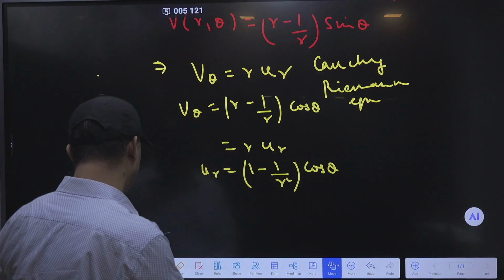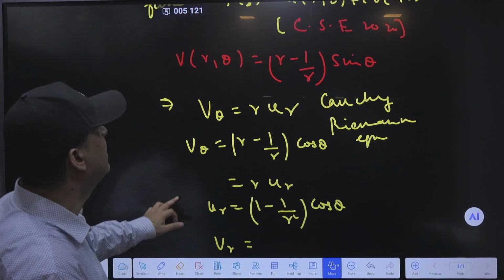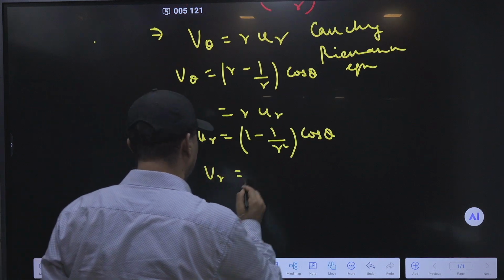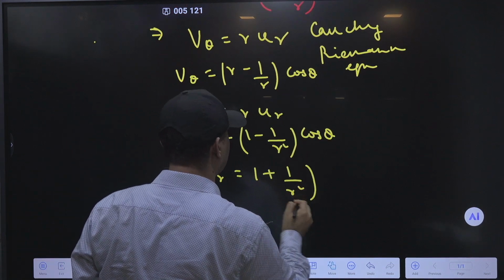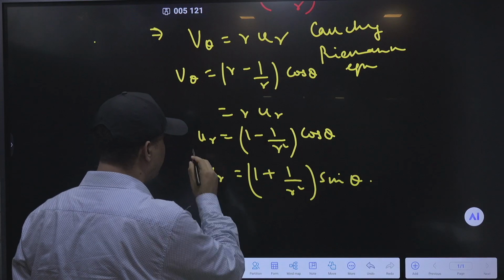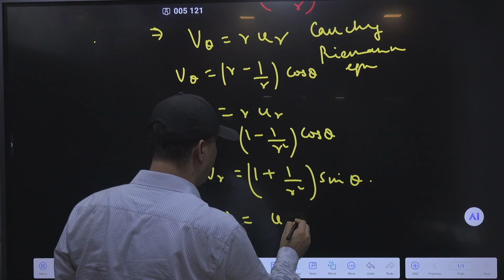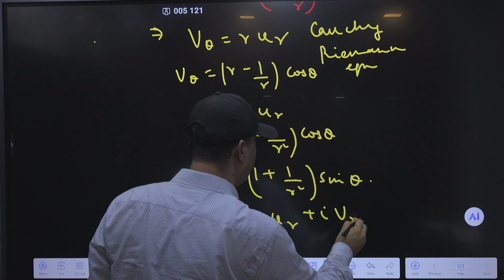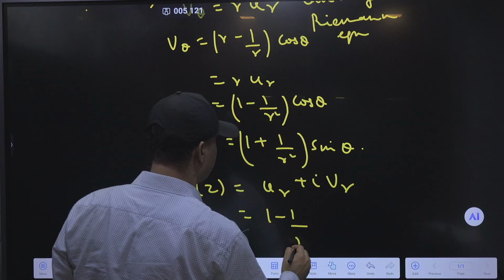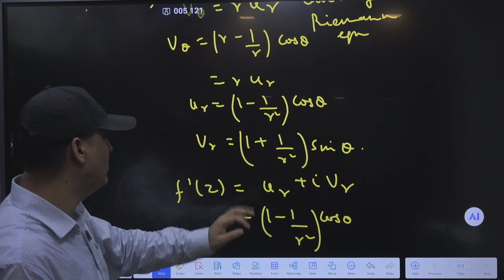Now what is V_r? V_r is nothing but, I need to differentiate this. This is (1 + 1/r²) sin θ. So if I want to integrate this, I can use f'(z) = U_r + i V_r. So I have both of these. I can write (1 − 1/r²) cos θ. Now I am using it in the polar form.